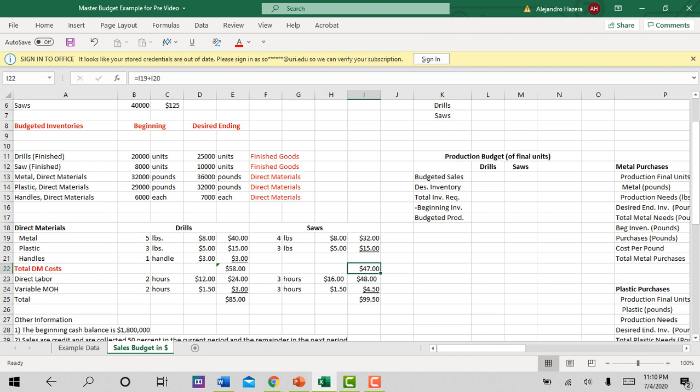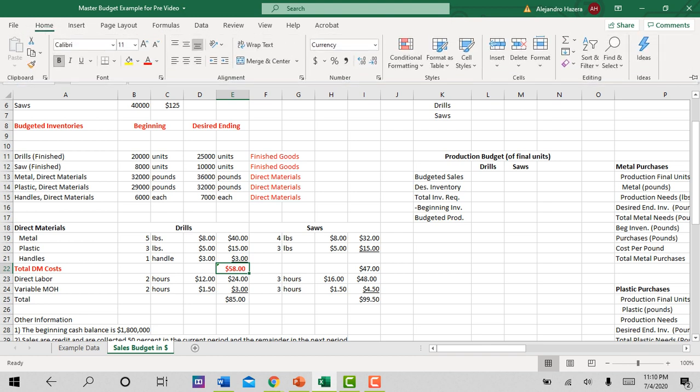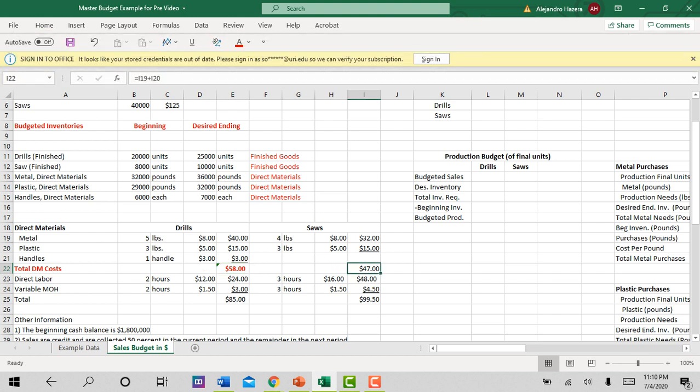Keep in mind that your product costs are direct materials, direct labor, and manufacturing overhead. We're just going to use variable manufacturing overhead here. All these costs, direct materials, direct labor, and variable manufacturing overhead, are variable costs. Okay, so here's what we got here. And I'll go ahead. So $58 are your direct materials costs for drills.